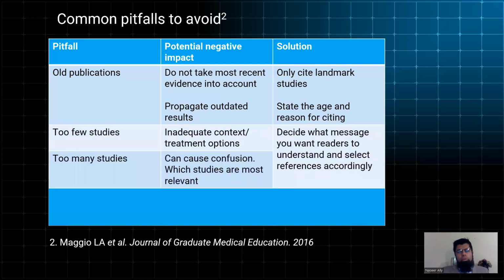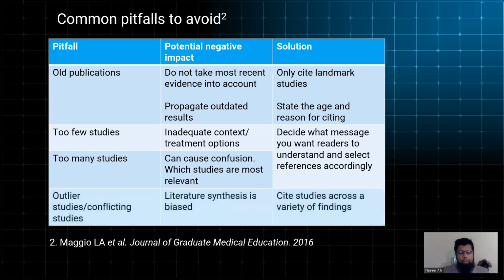If you include too few or too many studies, this can also cause problems. Too few studies may give an inadequate context or treatment option. So coming back to our example, if you spoke mainly about laser, it doesn't tell your reader why you're wanting to compare two anti-VEGF agents, and this can cause problems. If you include too many studies, so you quote 40 studies looking at laser treatment, for example, and another 40 looking at anti-VEGF, your reader may become confused. So you need to decide what message you want to convey to your reader, and you select your references accordingly.